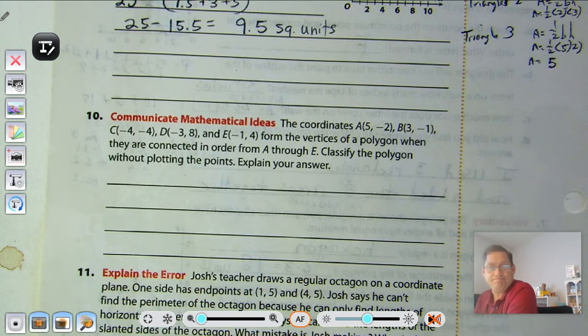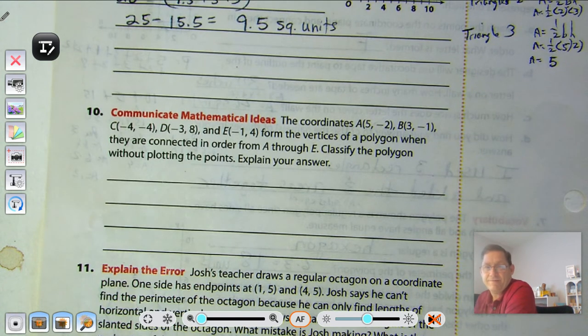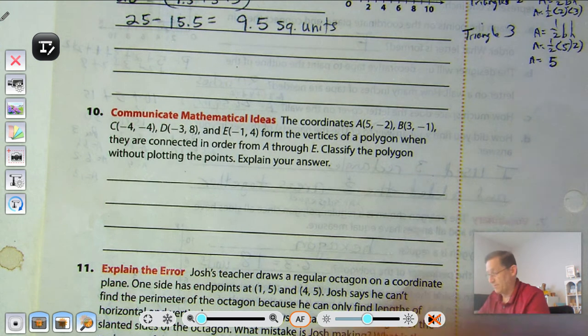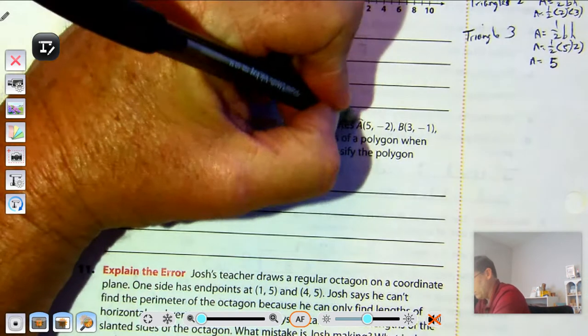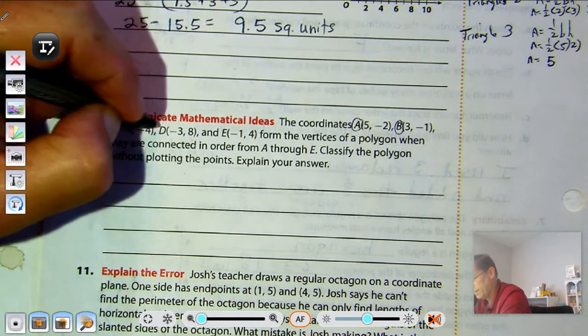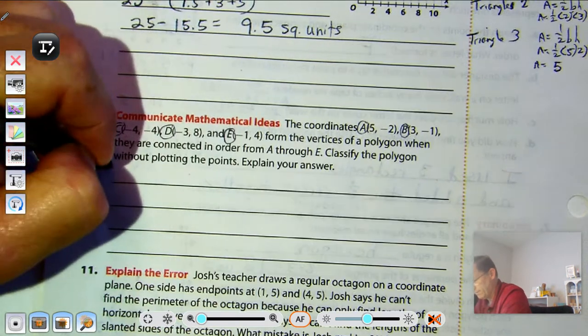All right, 10. The coordinates A (5, -2), B (3, -1), C (-4, -4), D (-3, 8), and E (-1, 4) form the vertices of a polygon when they are connected in order from A through E. Classify the polygon without plotting the points. Remember, each coordinate is a vertex of the polygon. So we have 1, 2, 3, 4, 5. So we have a pentagon.